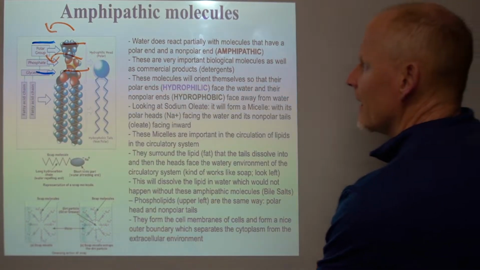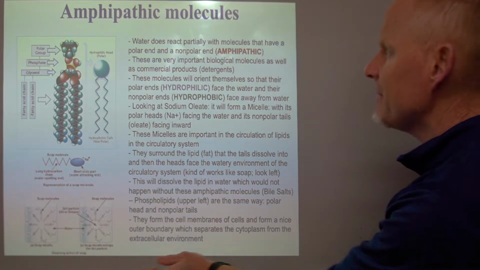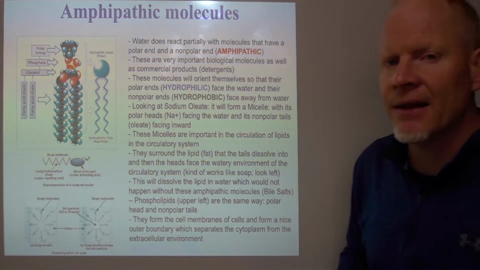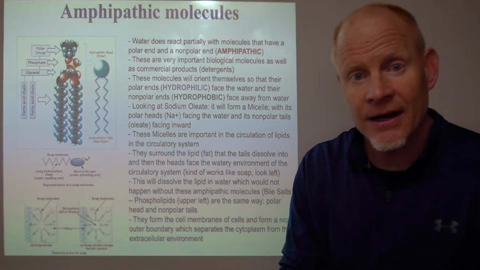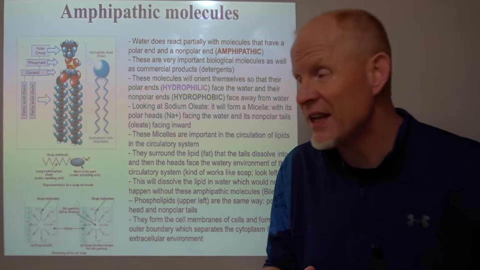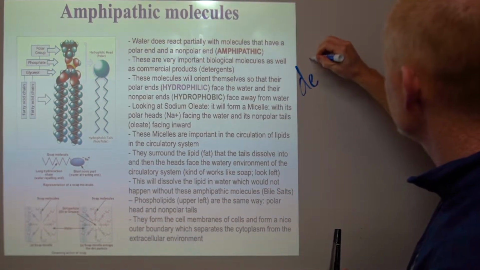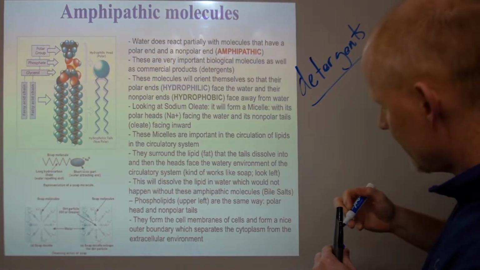All right, let's talk about an amphipathic molecule. So amphi means half or two paths, right? So an amphipathic molecule has polar parts and nonpolar parts, right? And that becomes really important. We call these detergents. So these are also called detergents.